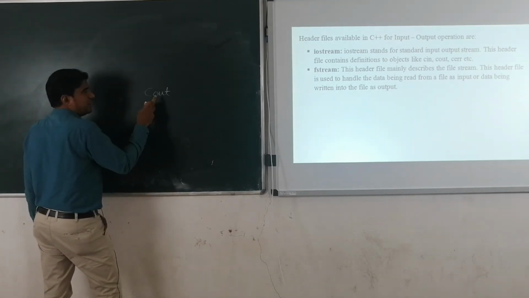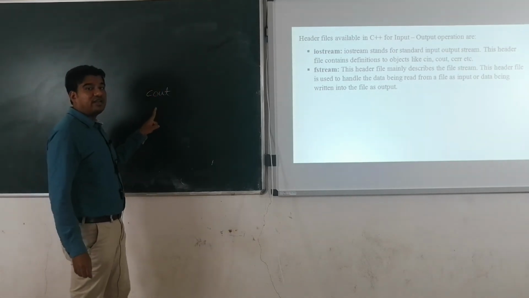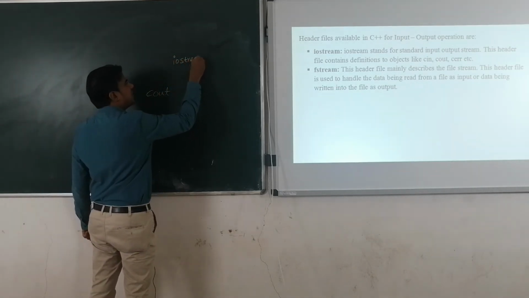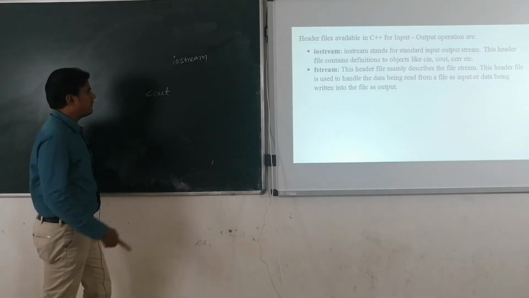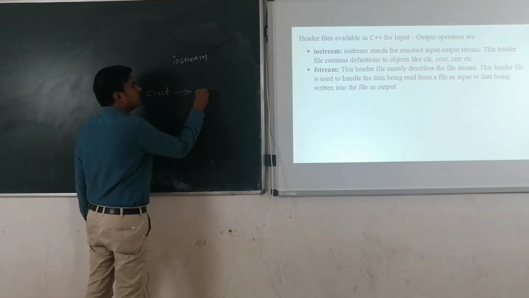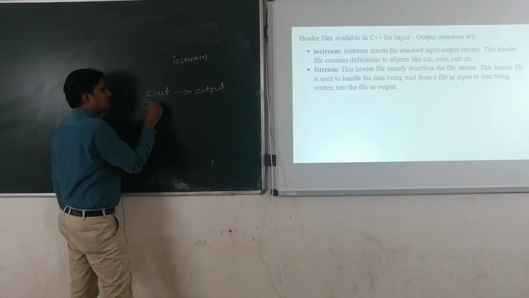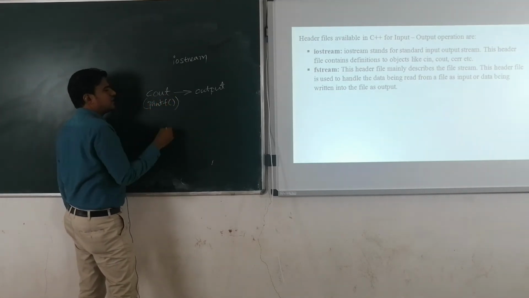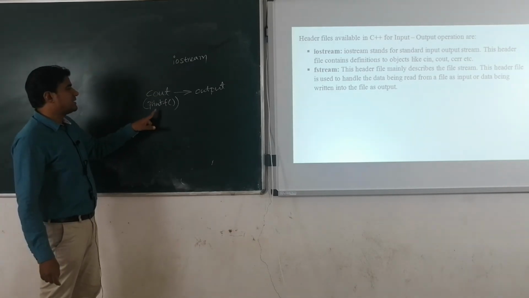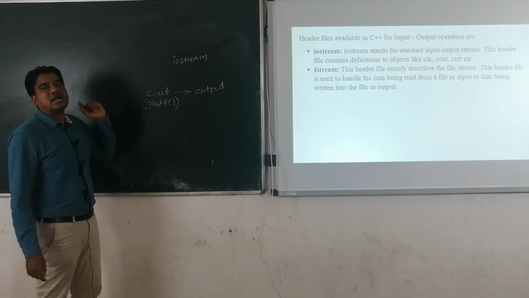So cout is a predefined object; c is small over here. It is a predefined object available inside the iostream header file, and this cout is used to perform the output. It is exactly similar to your printf function. As we use the printf function to print the output on the display, in that same way we use the cout object to print the output on the standard console.